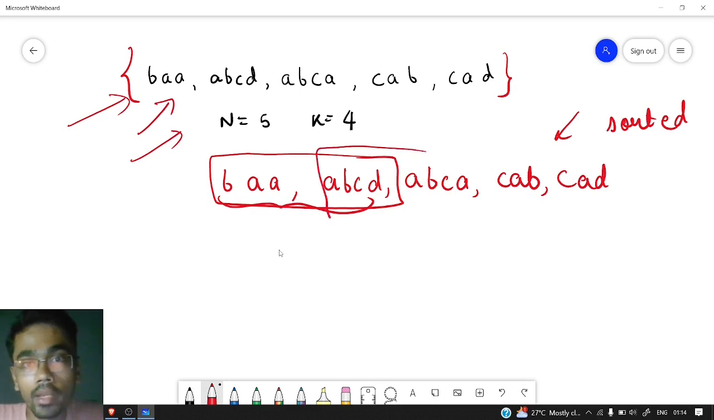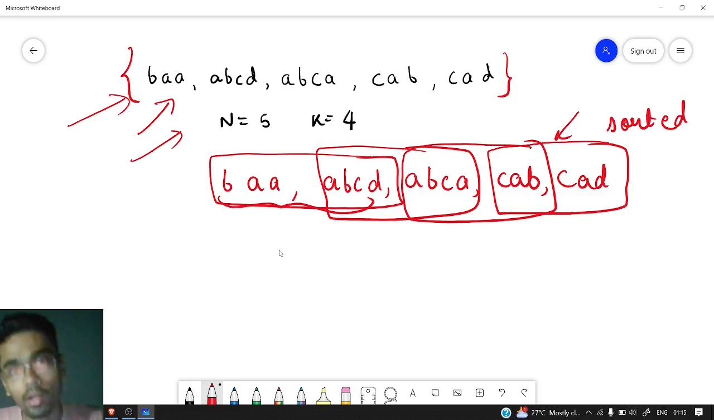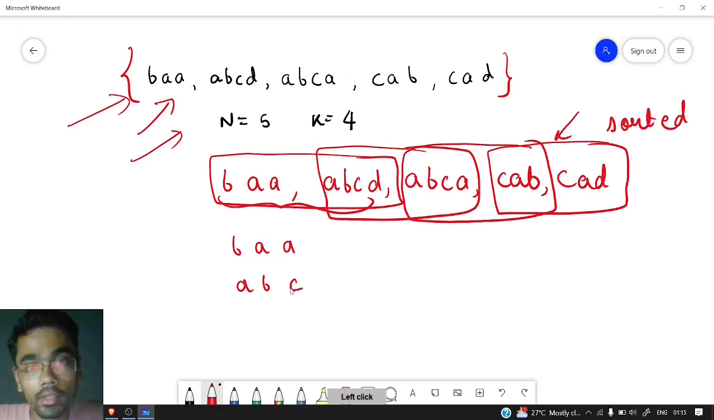Then we will compare ABCD and ABCA. Then we will compare ABCA and CAB, and then we can compare CAB and CAD. So this is the pattern we will follow, comparing two words at a time. So let us first compare BAA and ABCD.